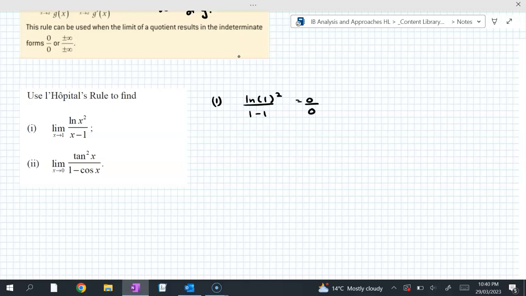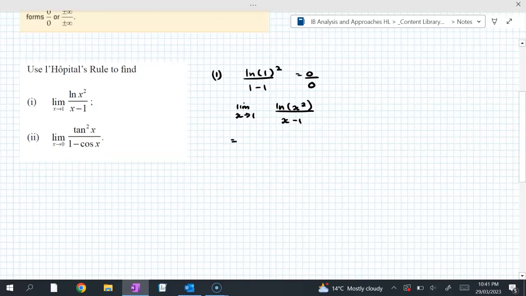Okay, so I'm going to do the derivative of ln x squared, so it will be the limit as x goes to 1 of ln of x squared over x take 1. Now I've got to find the derivative of ln of x squared. So that will be 1 on x squared multiplied by the derivative of x squared, which is 2x, all over the derivative of x take 1, which is just 1. And so then I cancel the x's there, and I get 2 on x all over 1.